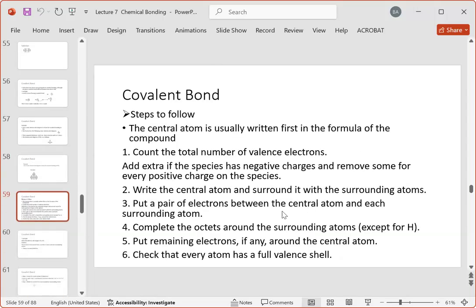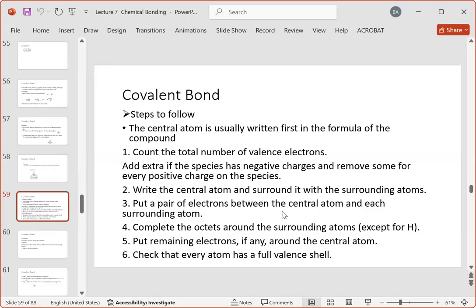So these are the steps to follow. The central atom is usually written first in the formula of the compound. You count the total number of valence electrons. Add extra if the species has negative charges and remove some for every positive charge on the species. Remember, when we say it's a positive charge, that means it has lost electrons. And when it says negative charge, that means the atom has gained electrons, all right?